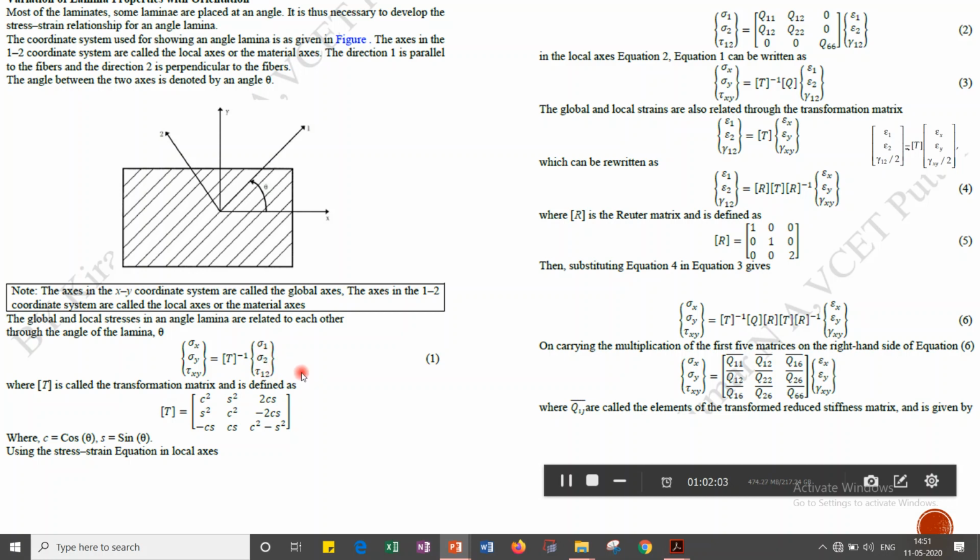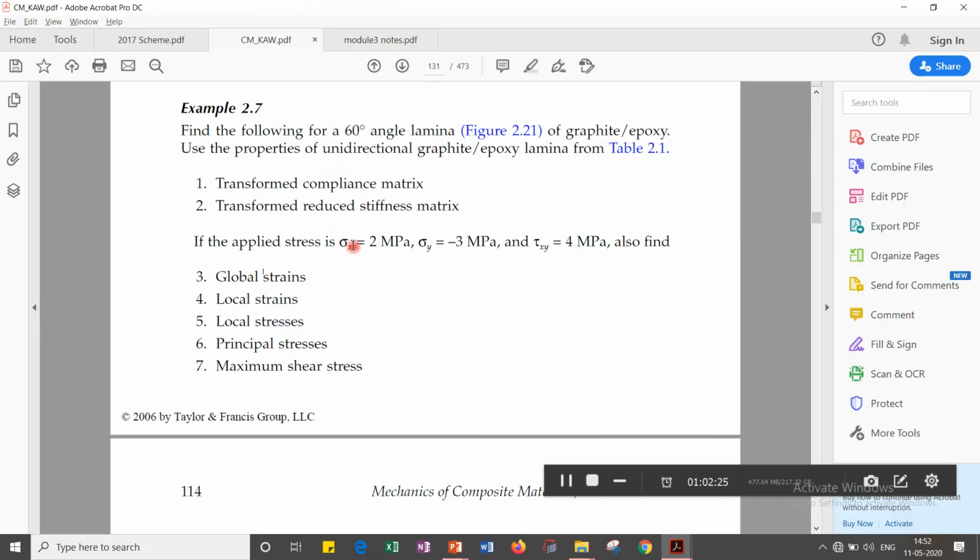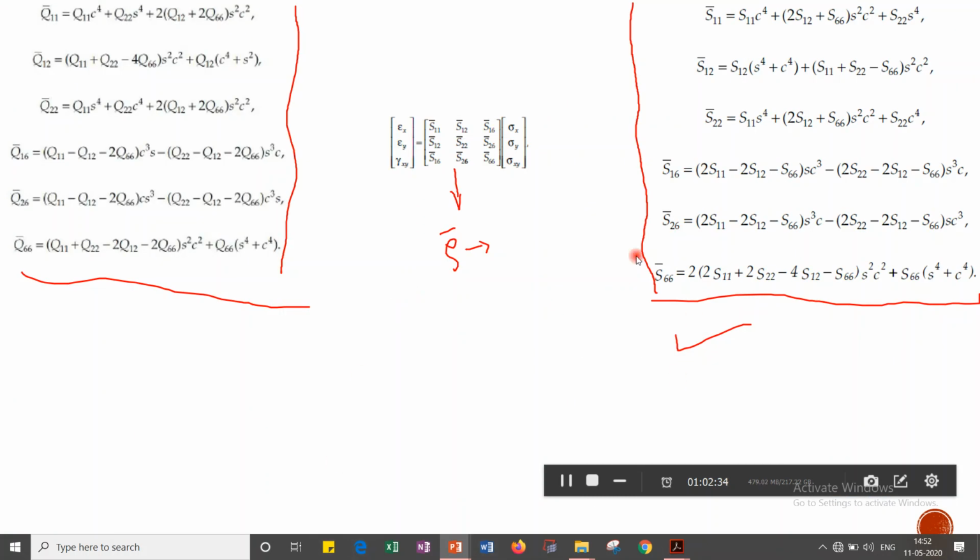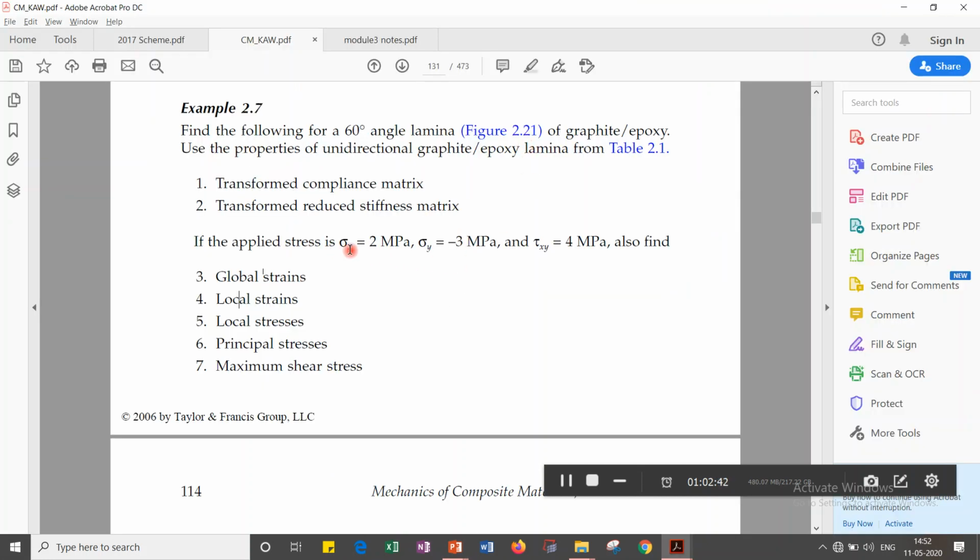So you have to remember thoroughly the meaning of all these notations. This is local strains, global stresses, local stresses, and global strains. In that, global stresses are already given, and I should calculate global strains and the rest. Okay, so let us solve this part. I will take the help of this equation itself, because stresses are directly given.